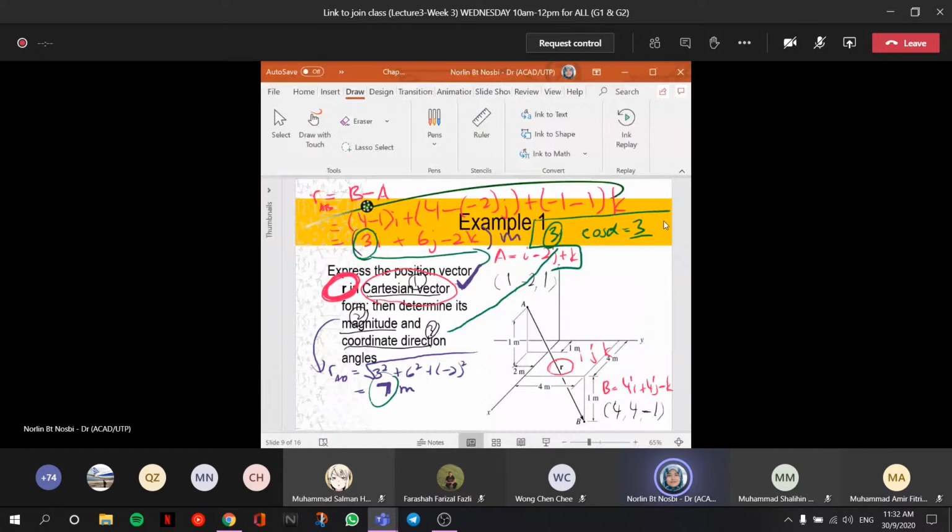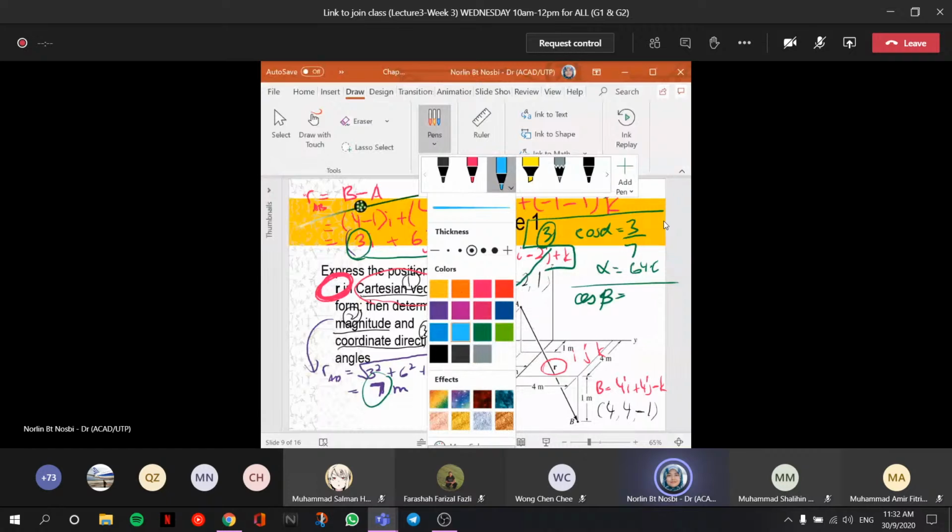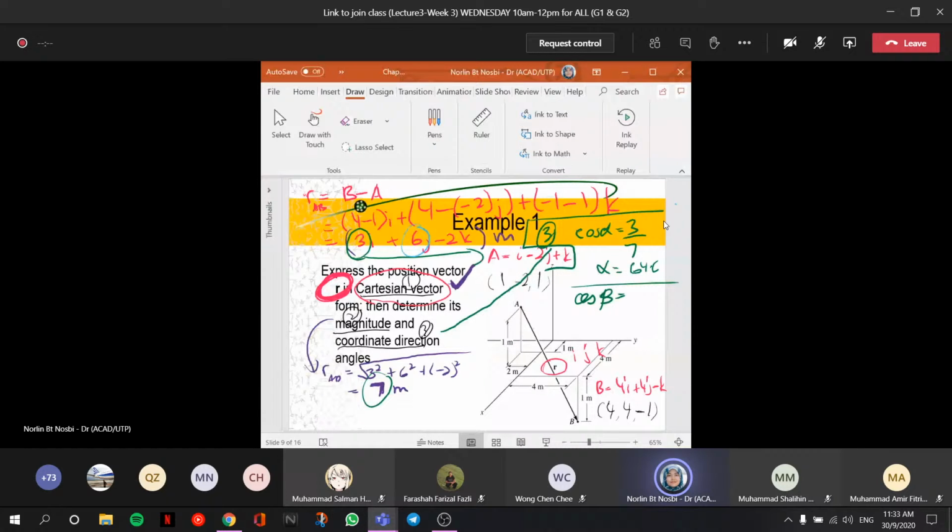Alpha would be 64.6. Then you need to find beta. Cos beta is the j component of the resultant, which is 6, over the magnitude, 7. Then you will get the beta. Beta value is 31 degrees.